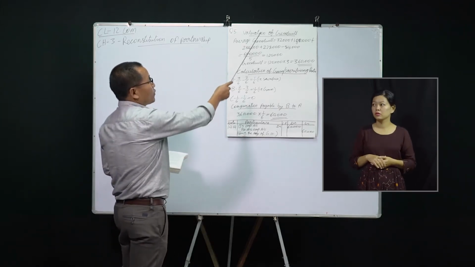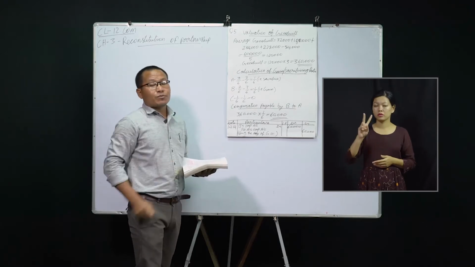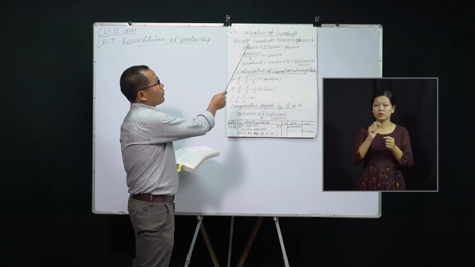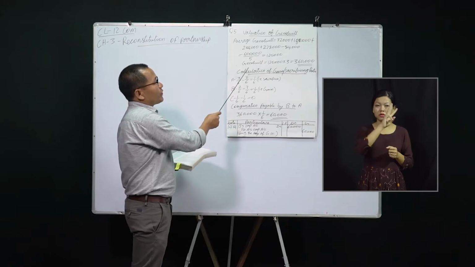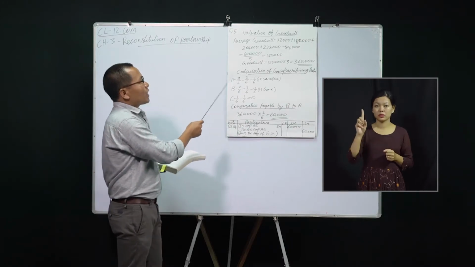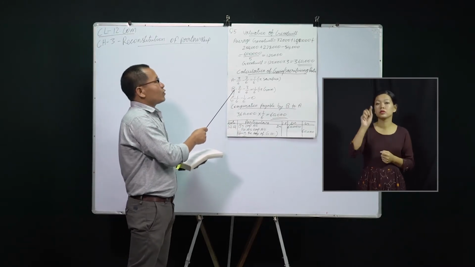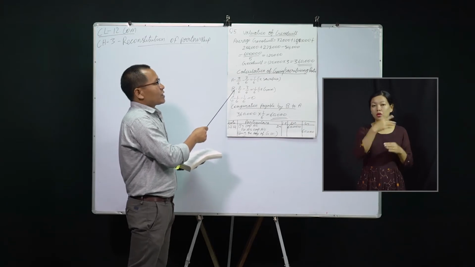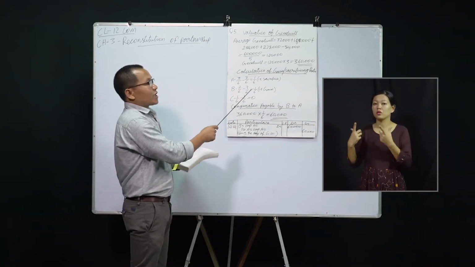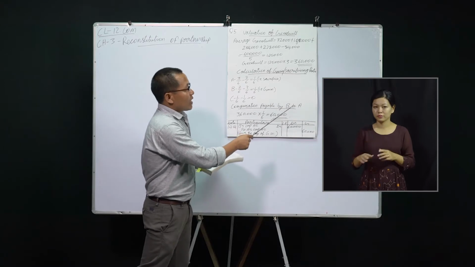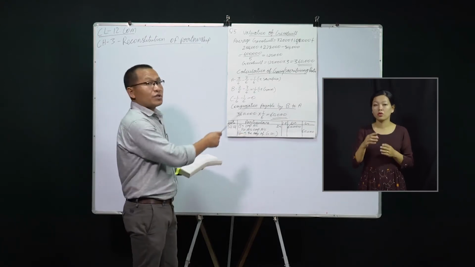So when you value the goodwill under change in the profit sharing ratio, average profit has to be found out, then value of goodwill. After that, you will have to see who is the gaining partner and who is the sacrificing partner. Then the sacrificing partner has to get a certain amount from the gaining partner. This is very easy.